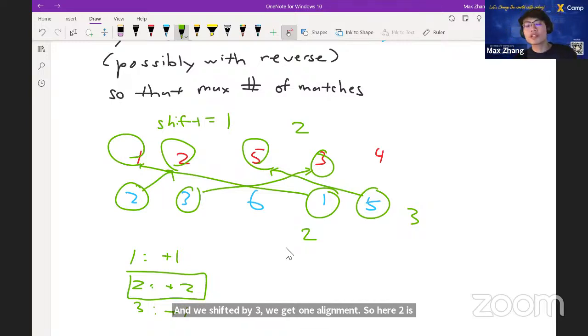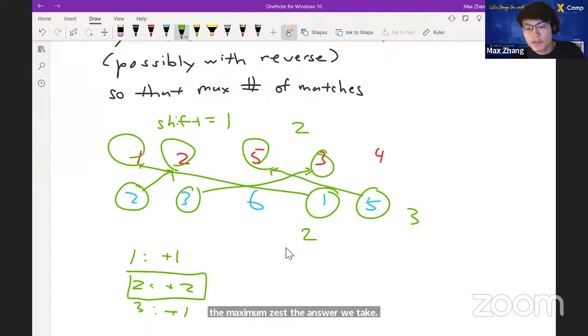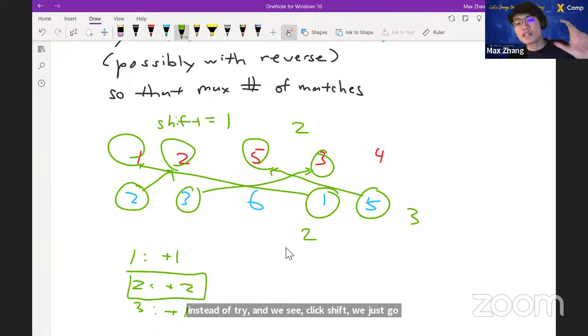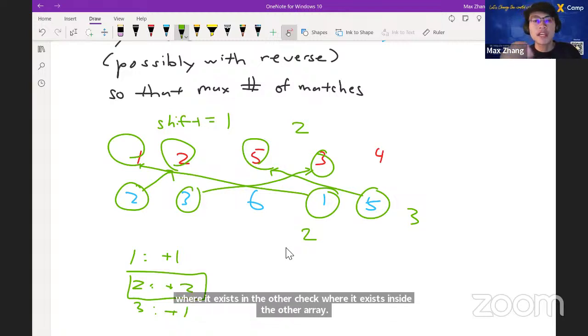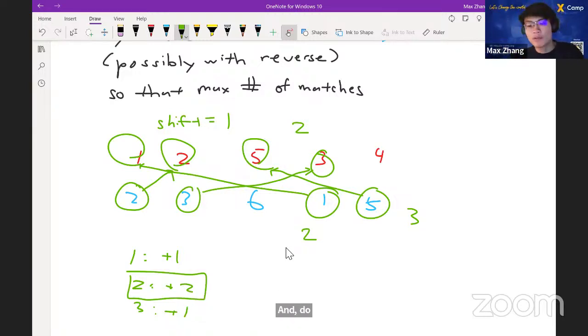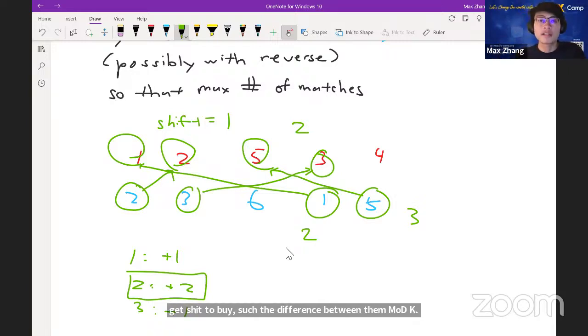So instead of trying every single cyclic shift, we just go through each element of the array, check where it exists inside the other array, and calculate how much we get shifted by, the difference between them, mod k, and then add +1 to that shift amount inside some table. And then at the end, just take the table entry with the maximum value.